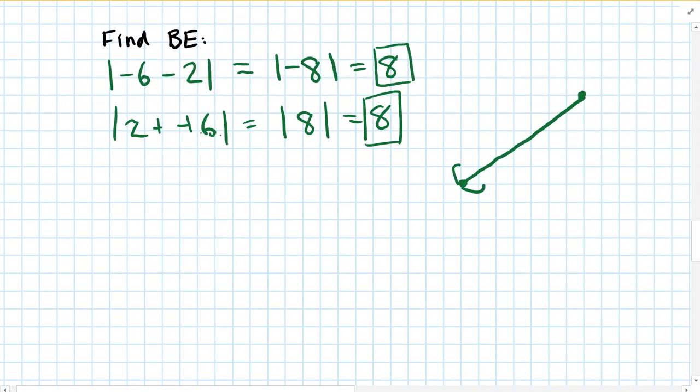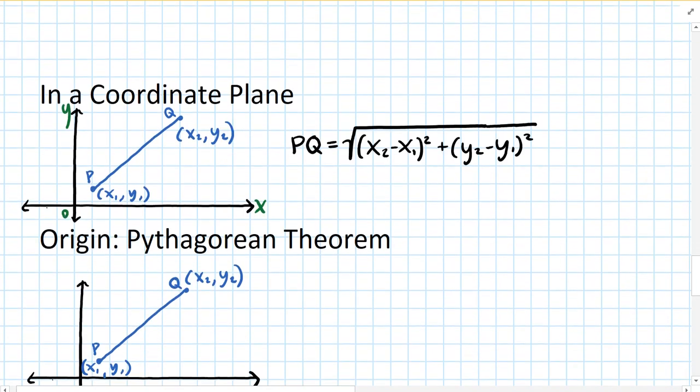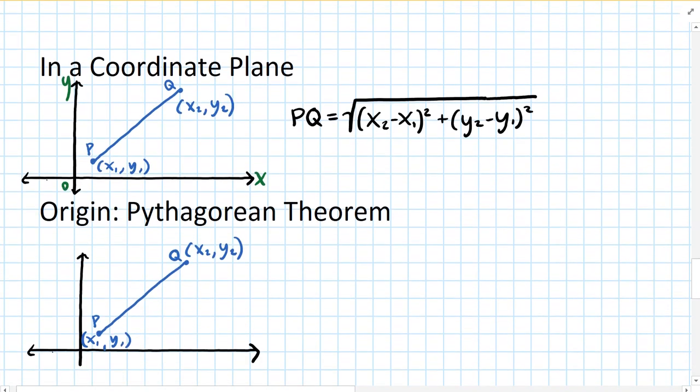So our formula for finding distance in the coordinate plane is going to be PQ is equal to the square root of x2 minus x1 squared plus y2 minus y1 squared. So if you look over here on my left, I have my little coordinate plane. I have my x-axis, my y-axis, and my little origin at their intersection, which is 0.